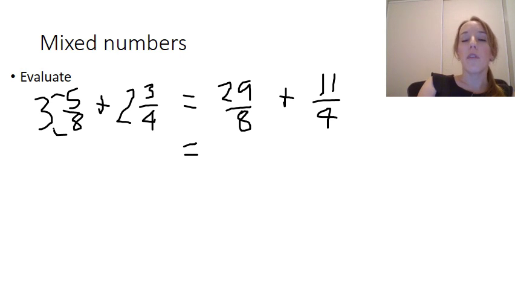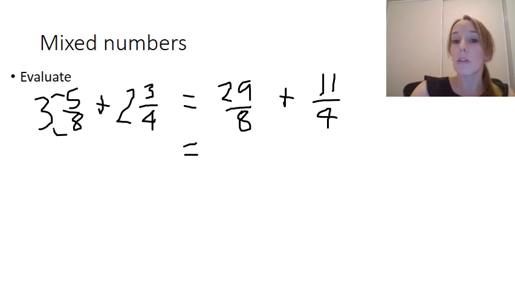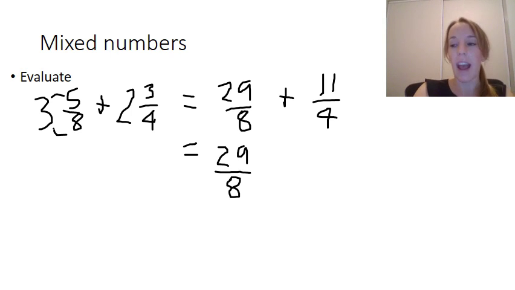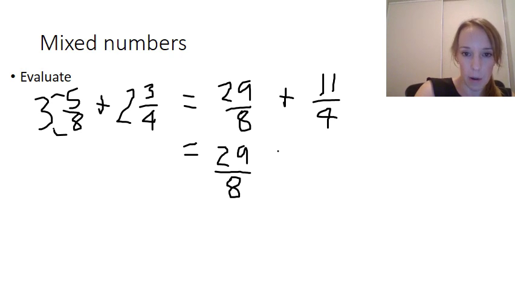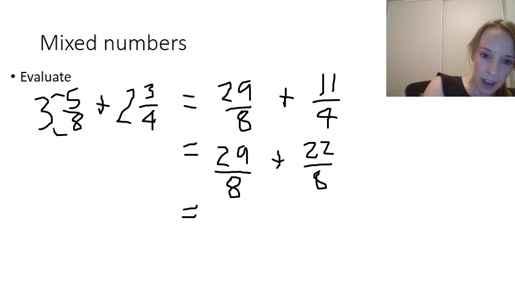So again, we have to find the lowest common multiple of 8 and 4. And this time our lowest common multiple is actually 8. So our first fraction can stay the same. So it can stay as 29/8. And our second fraction, we're going to multiply by 2 to turn it into 8ths. So that will give us 22/8. Oh, that's a bit messy. So from there we can add them together. So 29 plus 22 will give us 51/8.